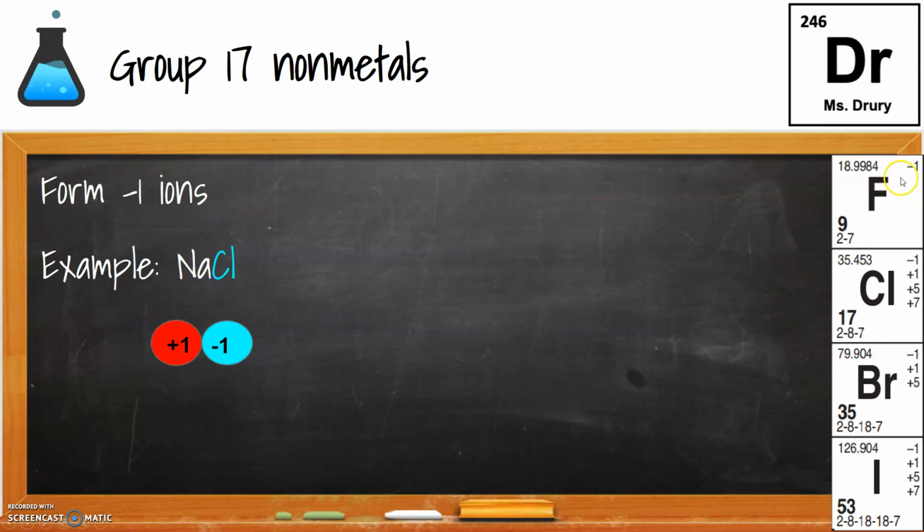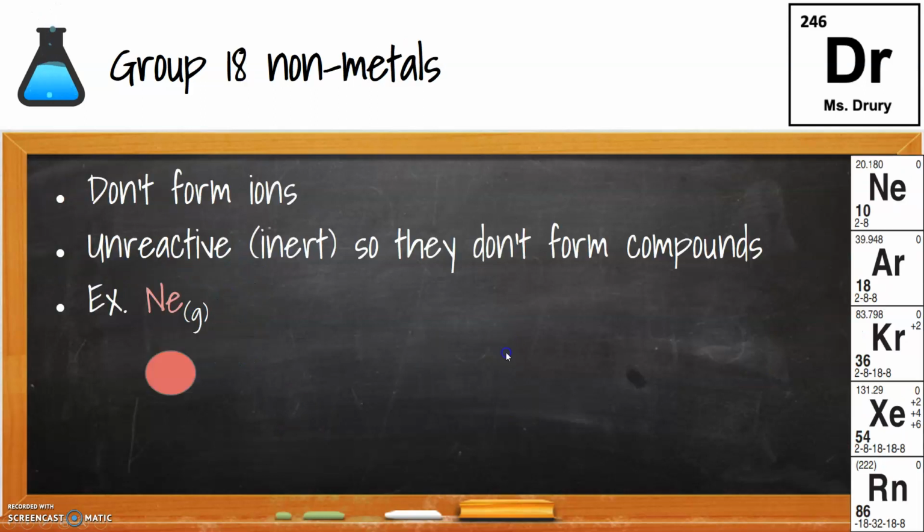And last, in group 17, the nonmetals have a -1 charge as the top, most common charge, and so that's why NaCl worked out as 1 of each, +1 and -1. Group 18 elements, what you'll notice, do not form ions. They all say 0 on the top. That means they're unreactive or inert, and they can't form compounds. They're always gaseous particles that don't react.